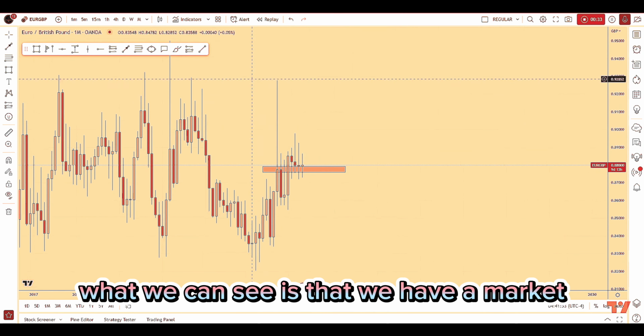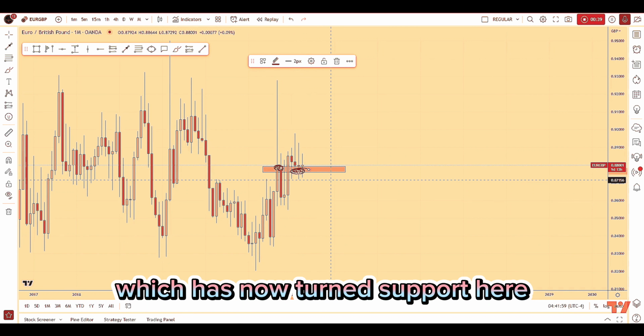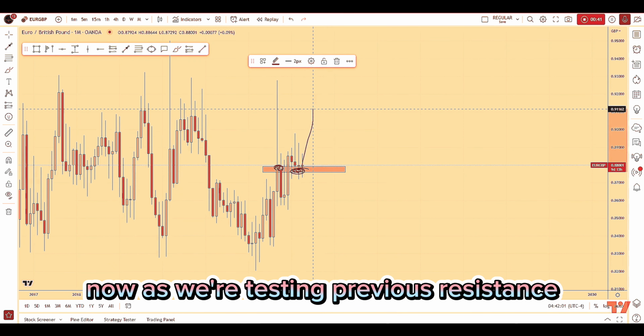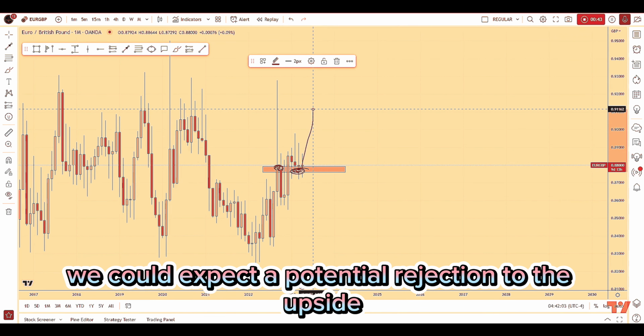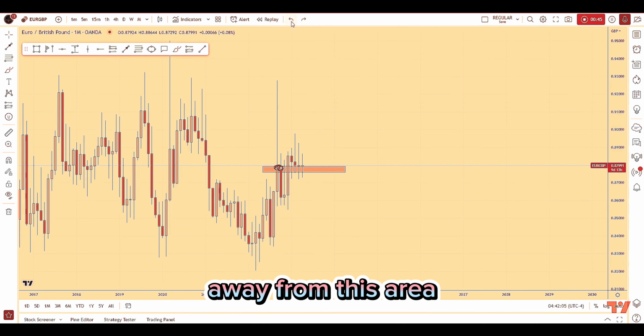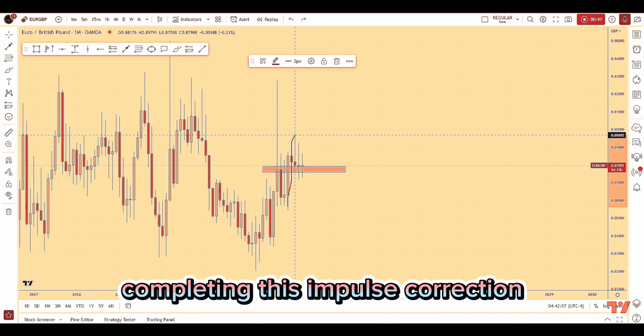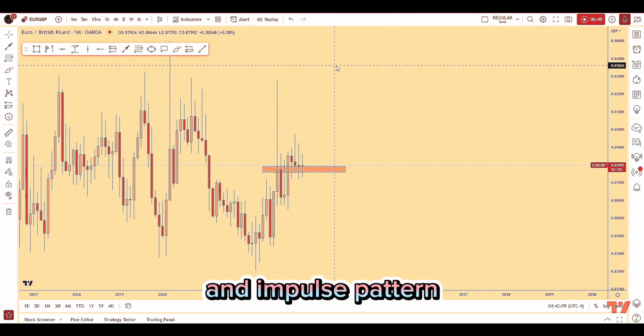Now, starting from the monthly time frame, what we can see is that we have a market which is currently testing a quite strong level of previous monthly resistance, which has now turned support. Now, as we're testing previous resistance turned support, we could expect a potential rejection to the upside away from this area, completing this impulse, correction and impulse pattern to the upside.